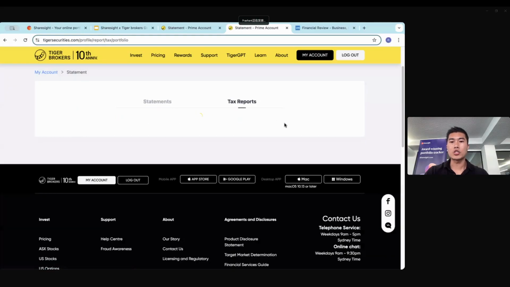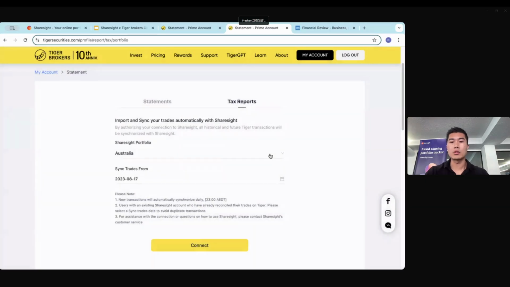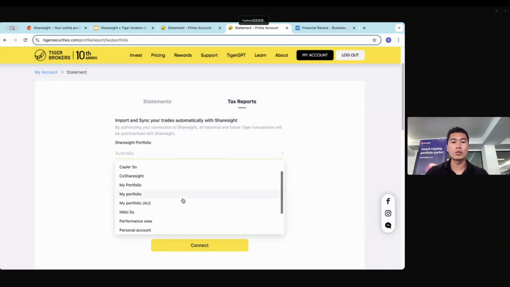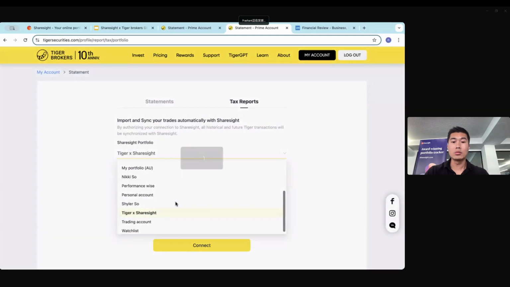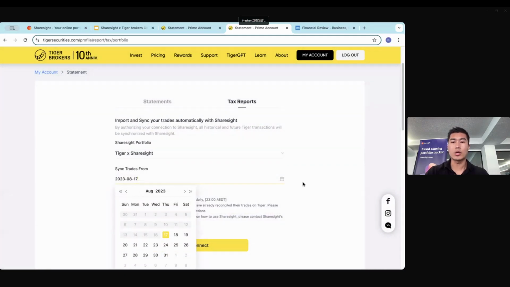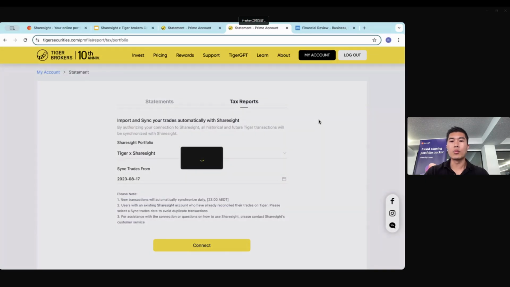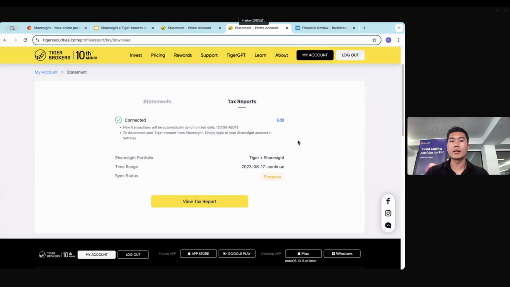Obviously, you can change your settings as well. If you have more than one portfolio in Sharesight, you can specify which portfolio you want to link it to. You can also select the start date from which you want to sync all your transactions. So it's pretty straightforward, and it should be done in 1 or 2 minutes. So that's it really. There's nothing much you need to do after that.